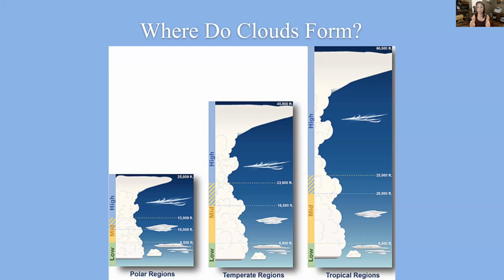So this is what we're going to be focusing on, these low, mid, and high altitude regions where clouds and weather form. And if you're going to be doing a cloud chart, do take note where you are on the planet, and you might need to adjust your altitudes a little bit.